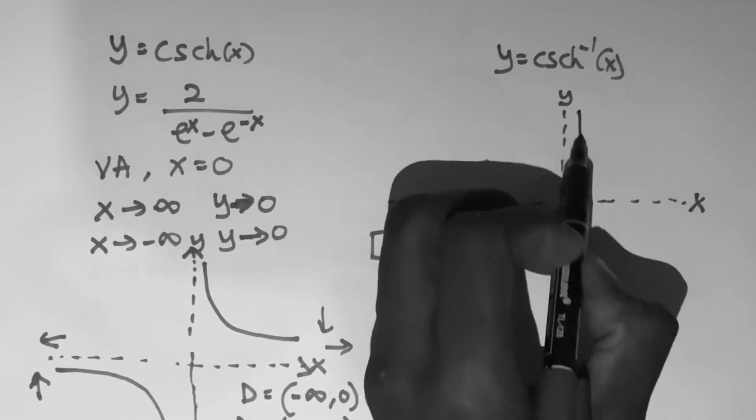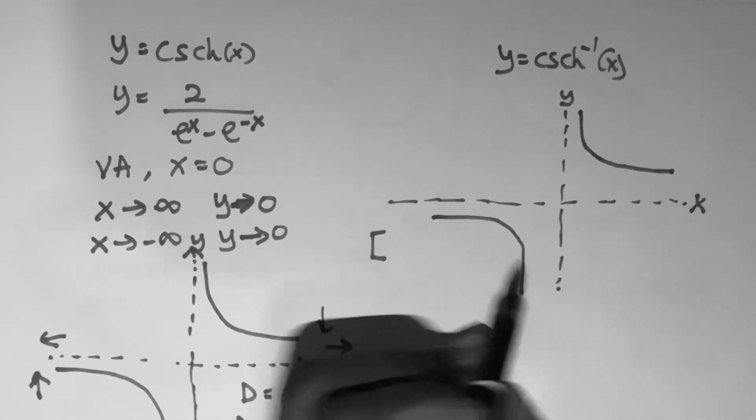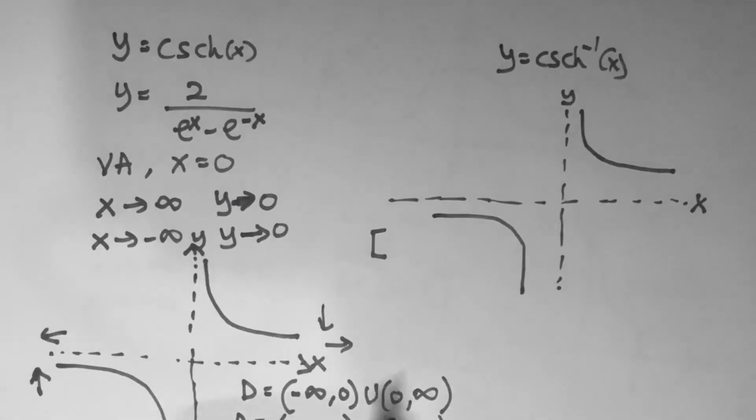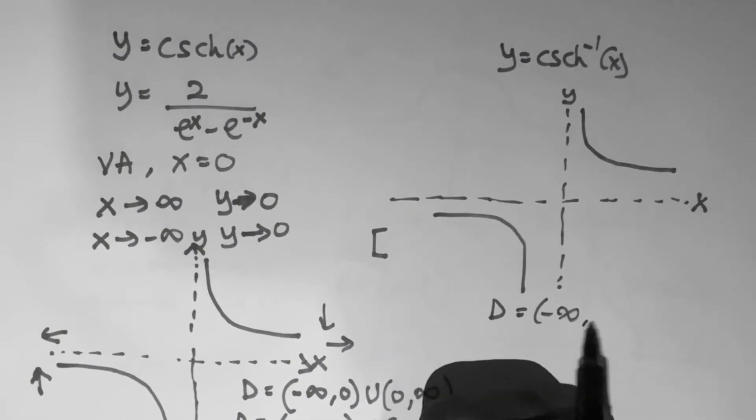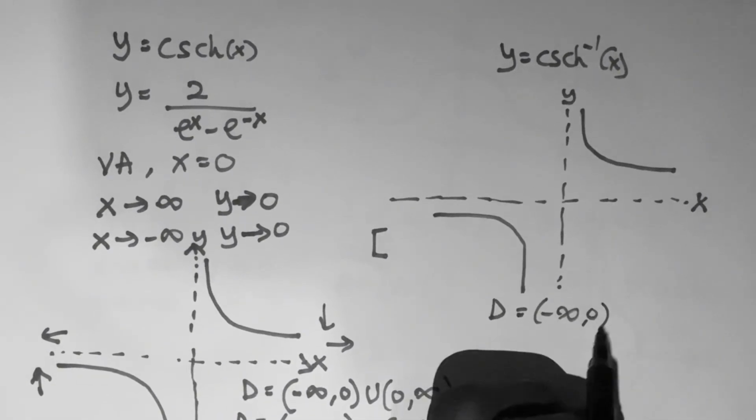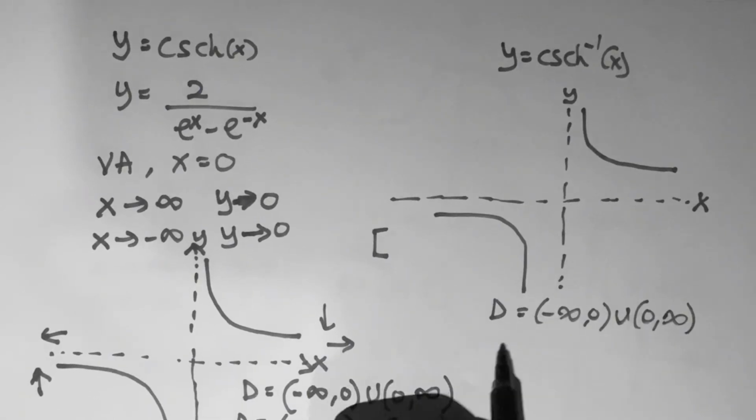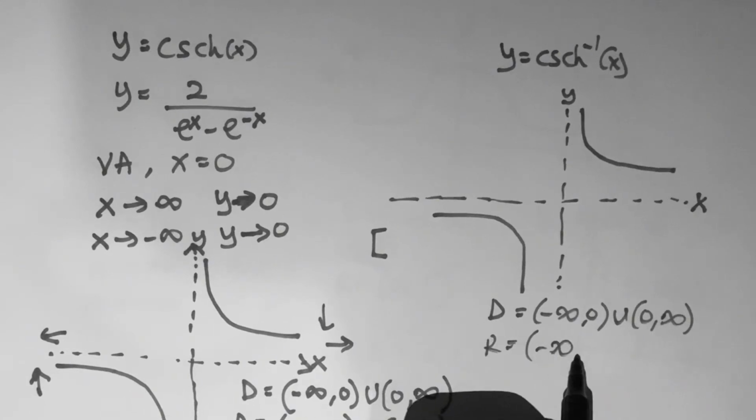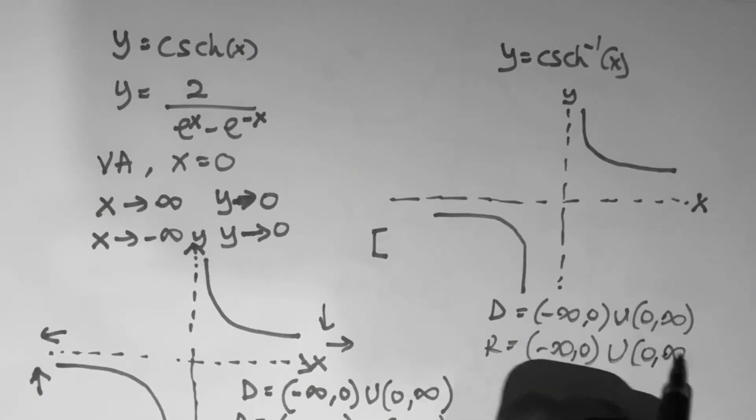It will still look the same. And then if we reflect this one too, it will still look the same. So at the end of the day, the domain and the range is going to be the same for the cosec inverse. So the domain is minus infinity and then 0, union 0 and then infinity, and then the range is minus infinity and 0, union 0 and then infinity.